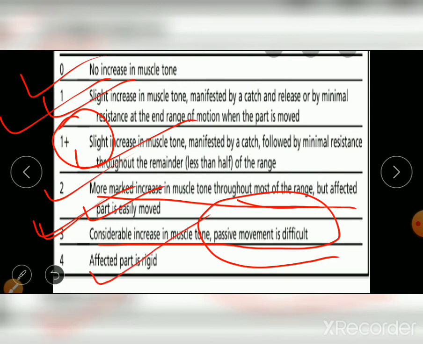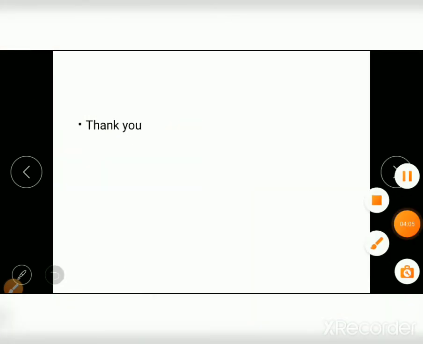And in grade 4, the affected part is rigid in flexion or extension. So these are the total 6 grades of the Modified Ashworth Scale: 0, 1, 1 plus, 2, 3 and 4. Thank you.